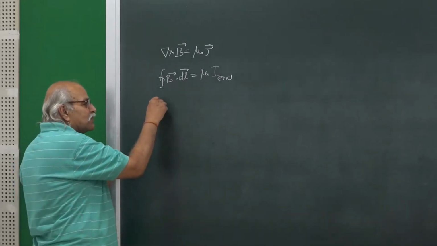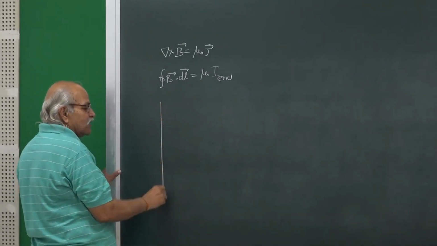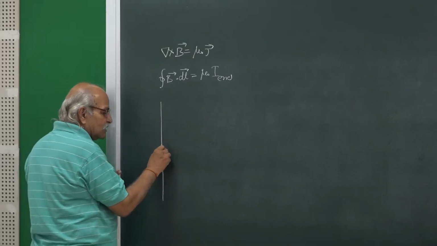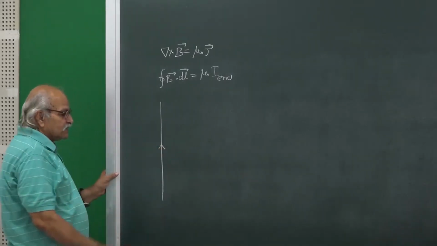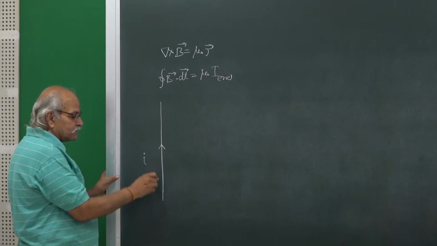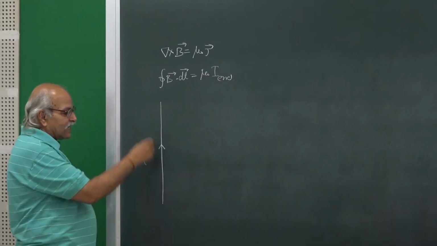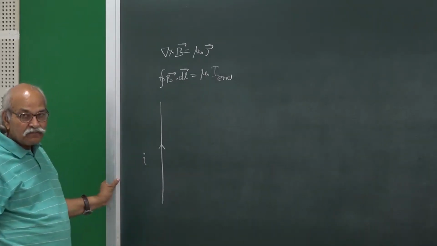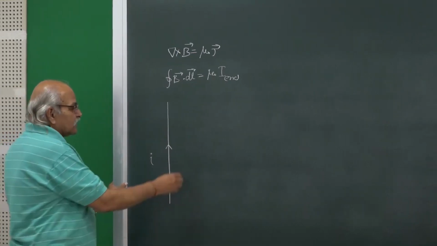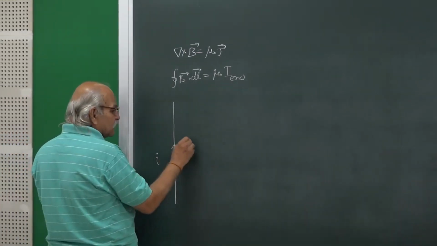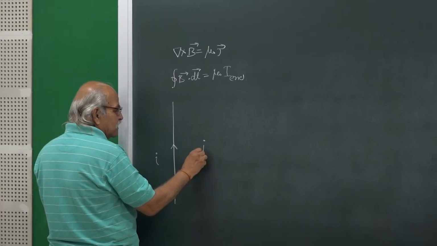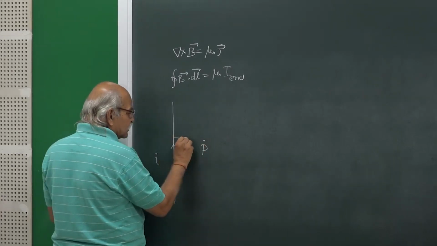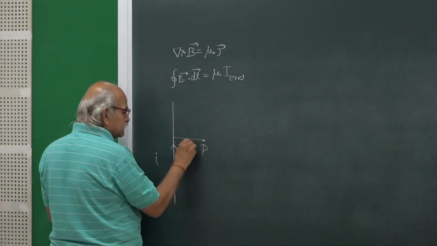So, the first example is simple, that we do in class 12: you have a long wire carrying a current I, and you need the magnetic field because of this at a point P at some distance, let us say S.